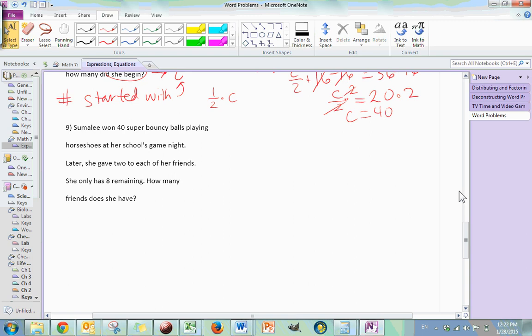Okay, number 9. Similarly, 40 Super Bouncy Balls: she is playing horseshoes at her school's game night. Later, she gave 2 to each of her friends. She only has 8 bouncy balls remaining. How many friends does she have?